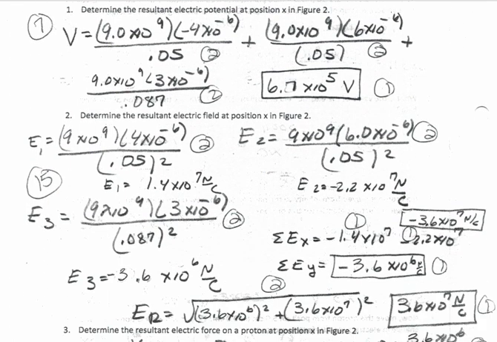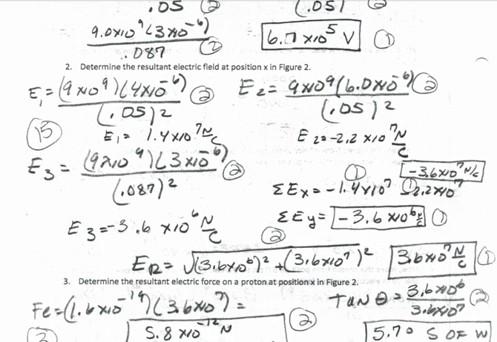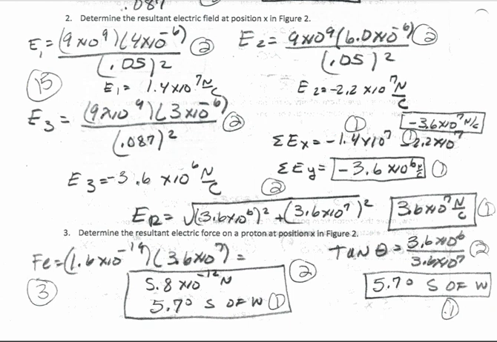Okay, so you're seeing me doing KQ over R squared for all of those. I'm going to sum my X's. I'm going to sum my Y, which is only 1. When I get done with that, I'm going to use Pythagorean theorem and inverse tangent to get my answer. Remembering this is a vector. Okay, and my final resultant vector looks to be 5.8 times 10 to the minus 12 newtons at 5.7 degrees south of west.